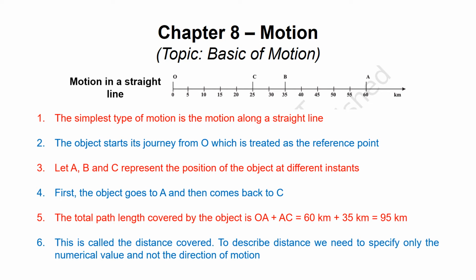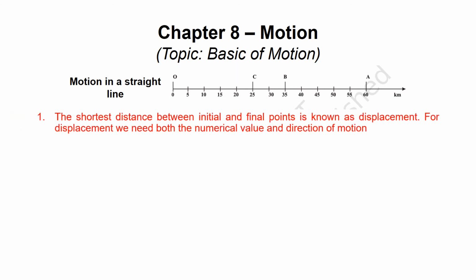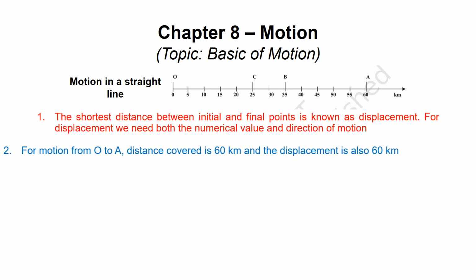To describe distance, we need to specify only the numerical value like 95 km and not the direction of the motion. Again in the same figure, the shortest distance between the initial and final points is known as displacement. For the displacement, we need to specify both the numerical value and the direction of the motion.